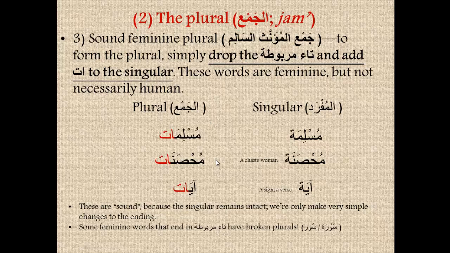These are sound again, just like the sound masculine plurals, because the singular form remains intact, pretty much, except for the ta marbuta being dropped off. Everything else in the singular appears in the plural. We are only making very simple changes to the ending, adding at. Some feminine words that end in ta marbuta have broken plurals, so watch out. For example, the word surah, the plural is suwar. This is broken. It is not surat. So pay attention to these and make sure to memorize this.